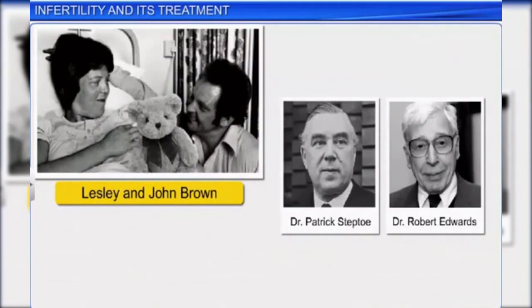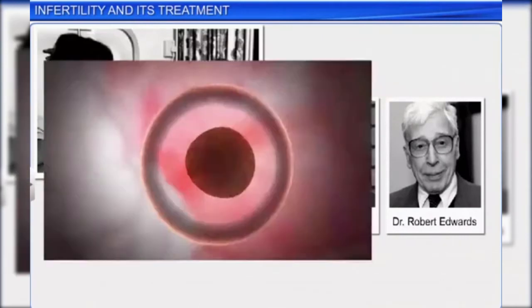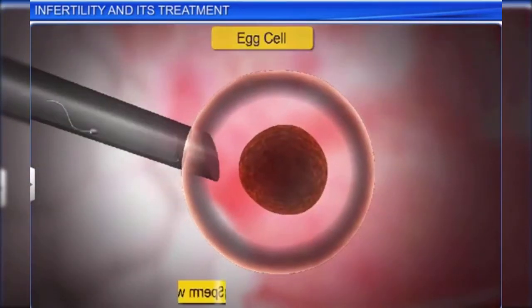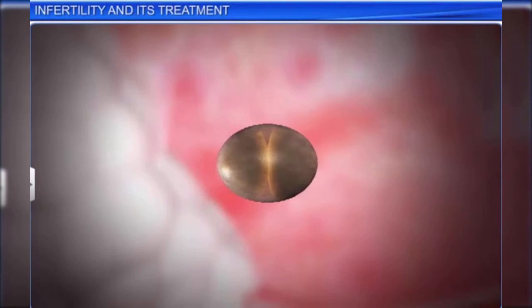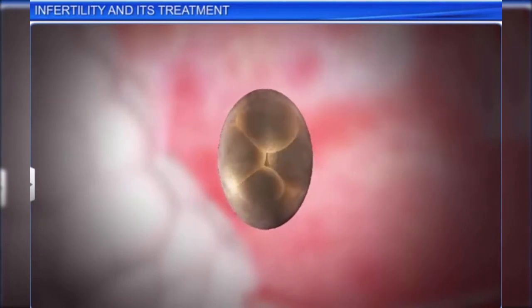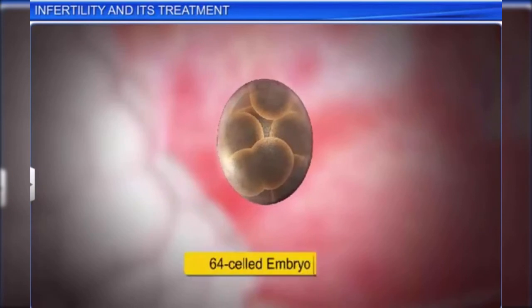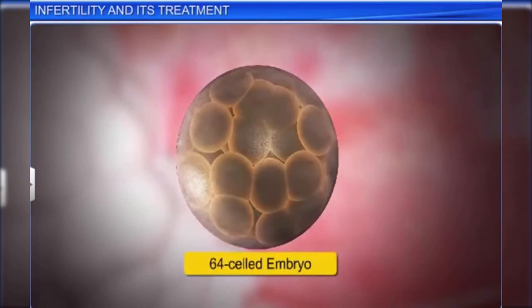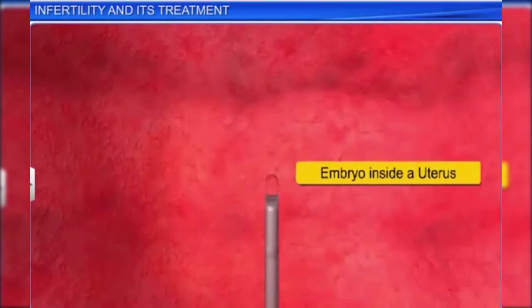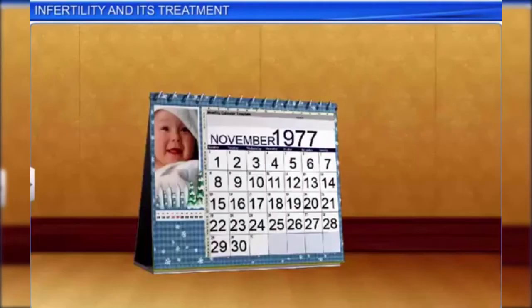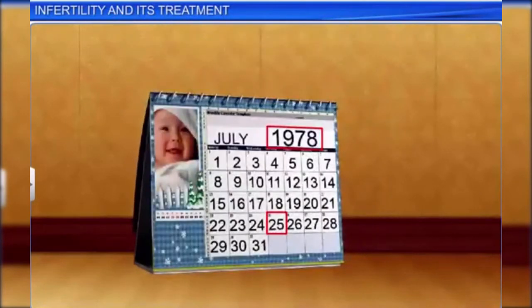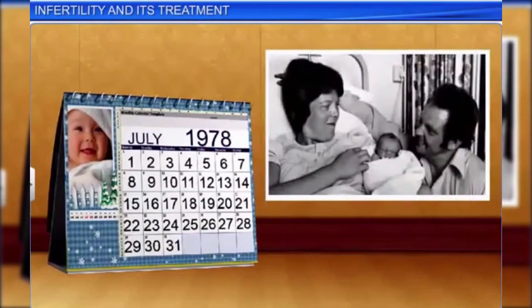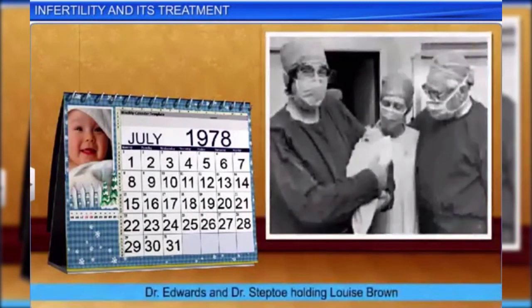Dr. Steptoe extracted an egg from Leslie. The egg was then mixed with John's sperm for fertilization. The fertilized egg was then placed in a special solution and allowed to divide into 64 cells. The fertilized egg, now an embryo, was placed into Leslie's uterus. 9 months later, on July 25, 1978, Leslie delivered Louise Brown, the world's first test tube baby.